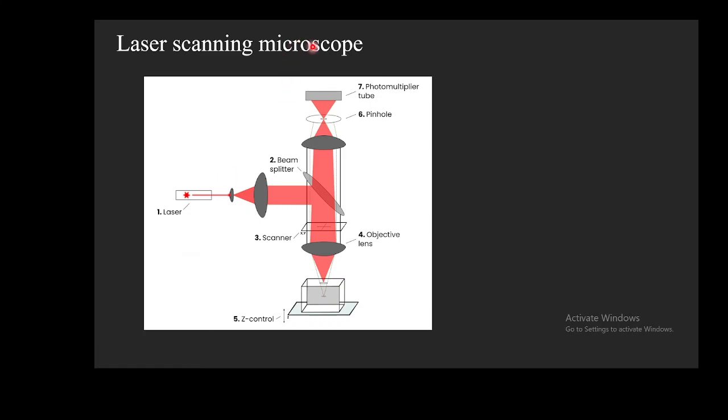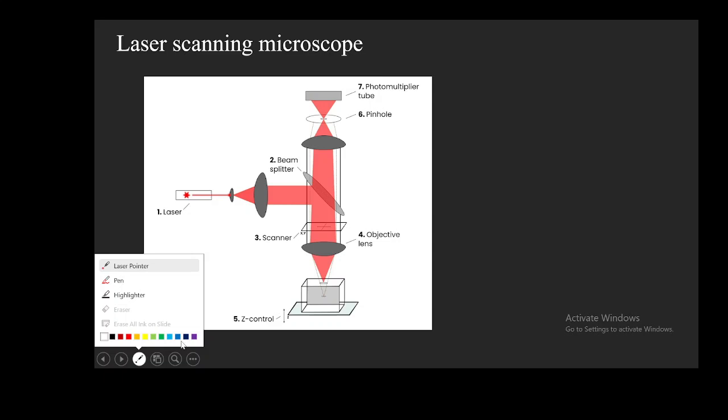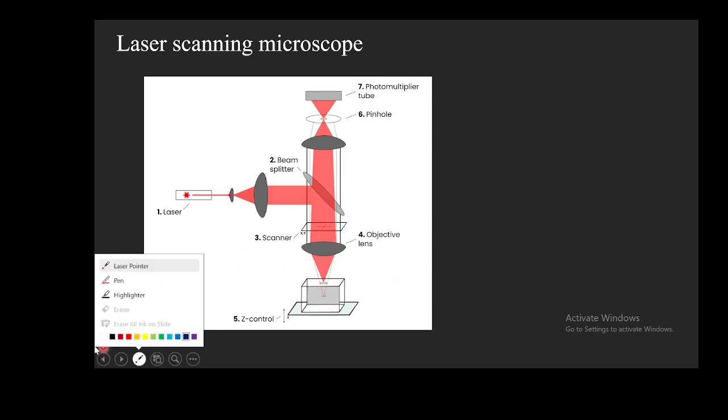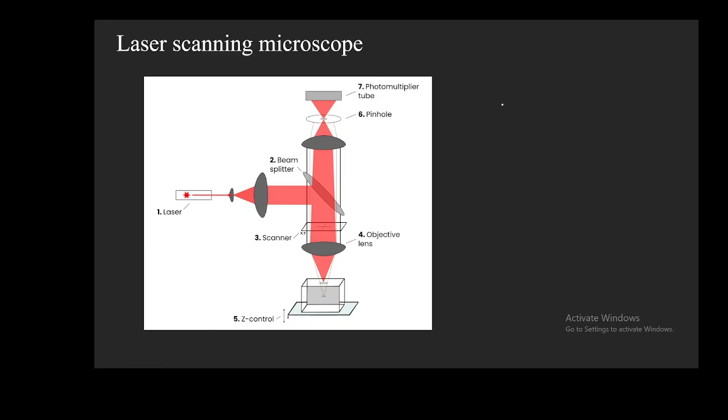One is the laser scanning microscope. In this, we are using the scanner. A scanner will scan your sample. Suppose this is your scanner which you are using. It will scan the light, and then there is an objective lens, and then there is your specimen. It will divide your specimen into multiple slices like this. Suppose these are slice 1, slice 2, slice 3, slice 4.